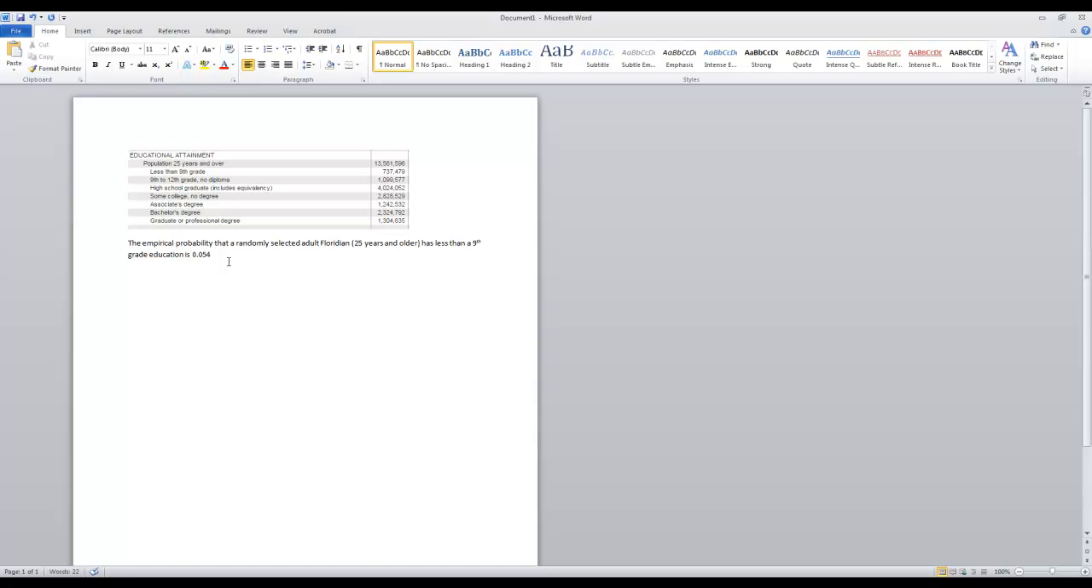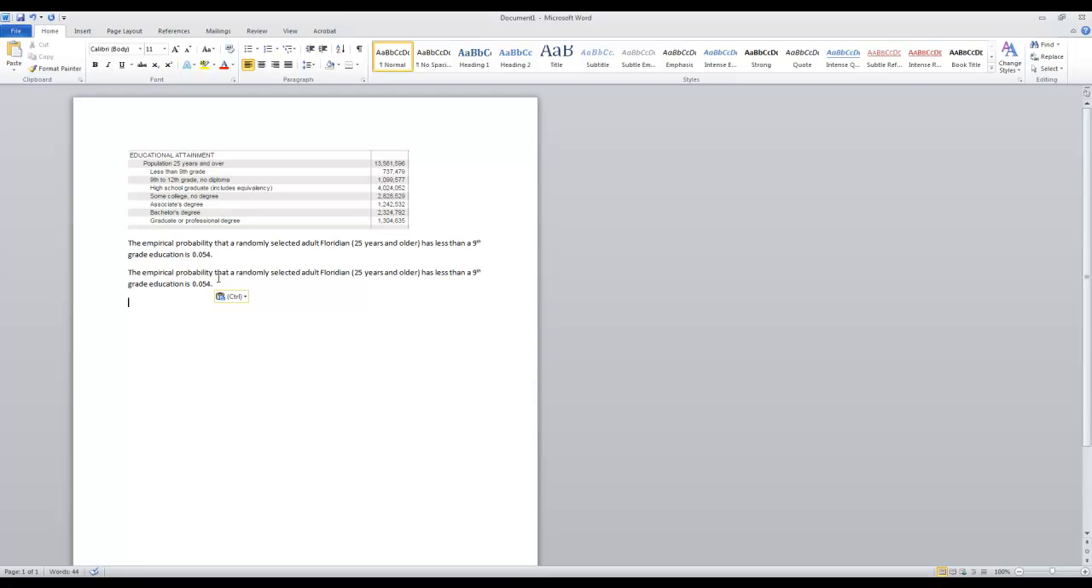0.054. That's to 3 decimal places. Okay, so that is the probability of a randomly selected Floridian having a less than 9th grade education. Now we want to do that exact same thing for the rest of those categories. So we just need to give a sentence for each category. What I'm going to do here is copy my sentence, and then change the category.